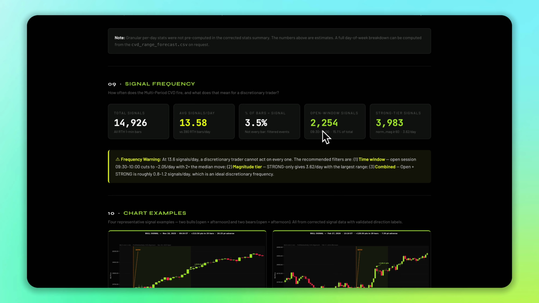In the opening window, only 15% of the signals happen at the open. So this is your best time, and these are the ones you should definitely focus on. And the strongest signals, where you have the highest magnitude of CVD when the signal crosses, happen less than 4 times a day. That's the one you really want to watch out for. So to really optimize the edge for this indicator, focus on the open and then focus on the signals where the CVD is strongly in favor of the direction that you're trying to trade. That'll give you a little bit more edge in favorable move.